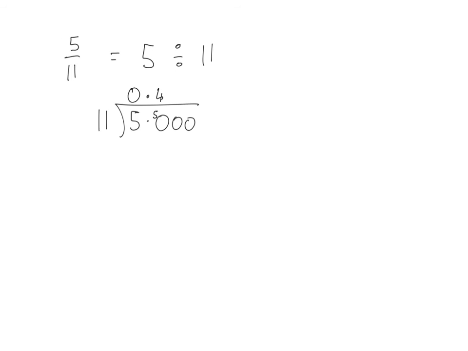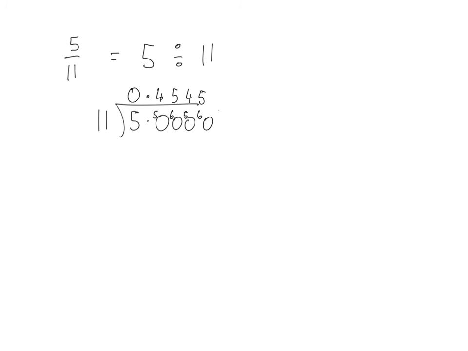That gives me 44 with a remainder of 6. 11 goes into 60 5 times. 11 5s are 55. And that will give me a remainder of 5. 11 goes into 50 4 times. And that gives me a remainder of 6. So I'll have to put in another decimal place. 11 goes into 60 5 times.